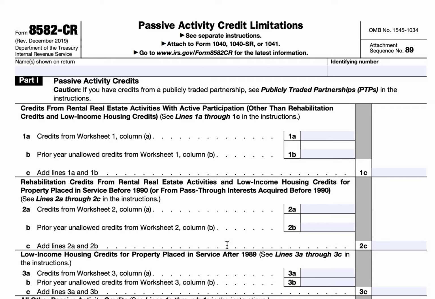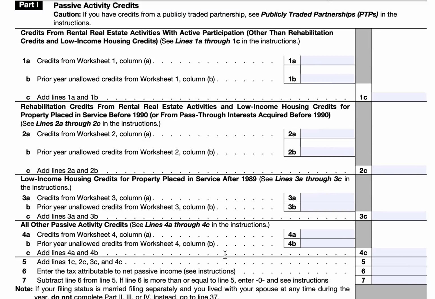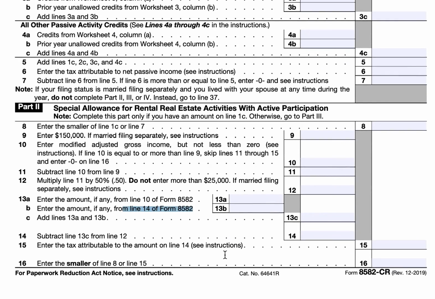In part 1, we're going to calculate passive activity credits. In part 2, we're going to calculate the special allowance for rental real estate activities with active participation. There's an IRS definition of active participation, not to be confused with material participation, and we go through all of those in a little bit more detail in the article, and we'll cover that in the form.